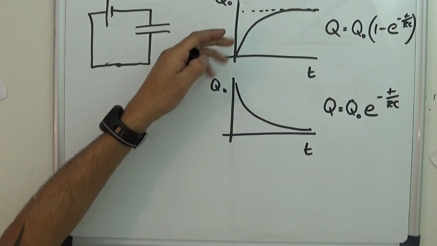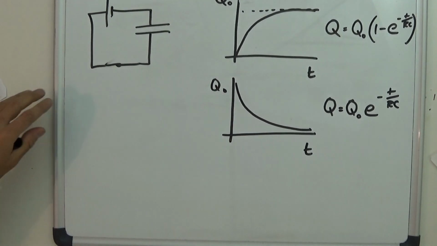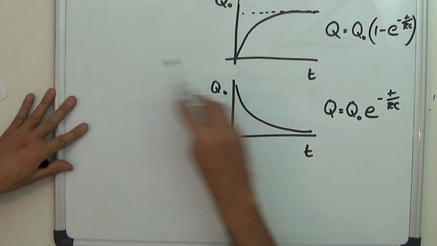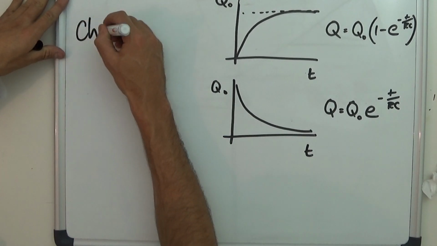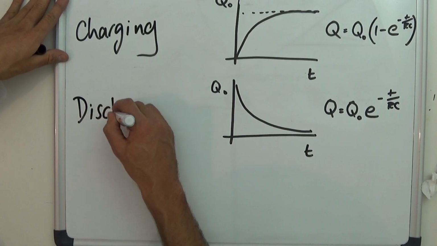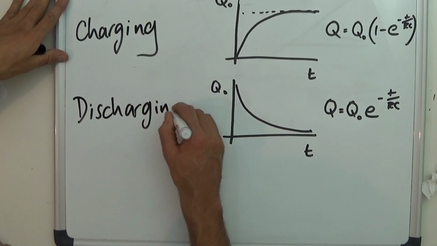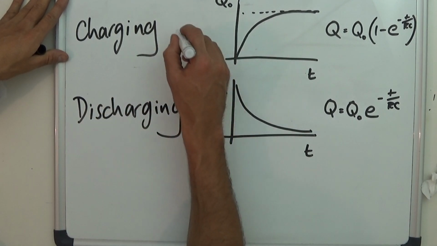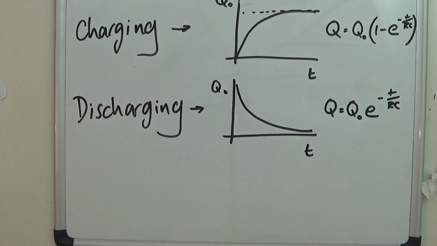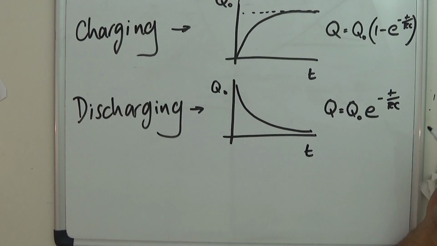So this shape graph is the charging cycle. This is all for charging, and this is for discharging. Now I might do a separate video of the maths of how you get to this from this, but it's not particularly complicated, but takes a little bit of time, and it's not necessarily for the syllabus.